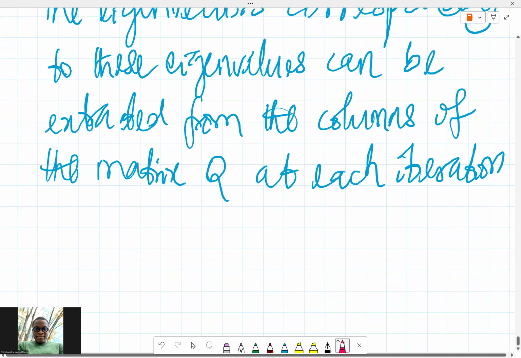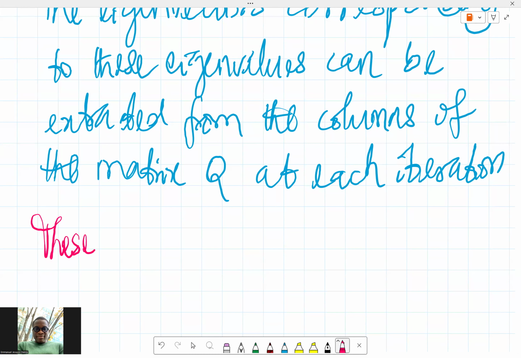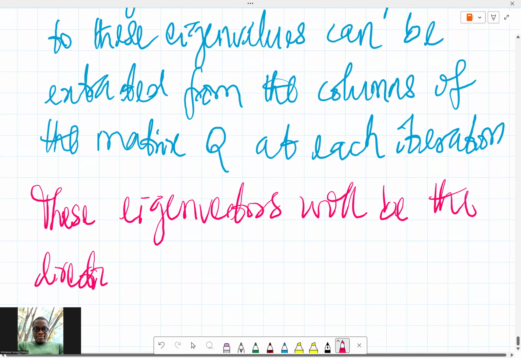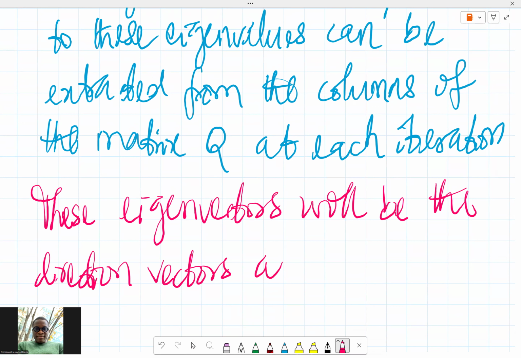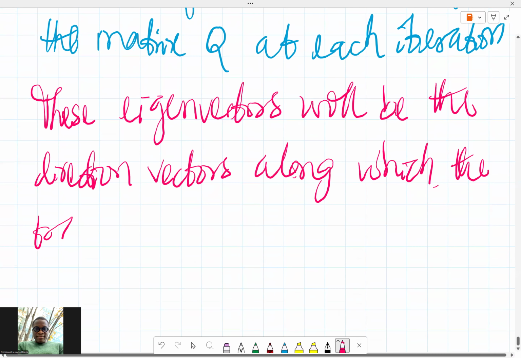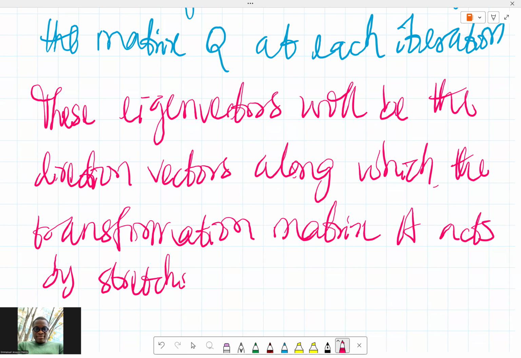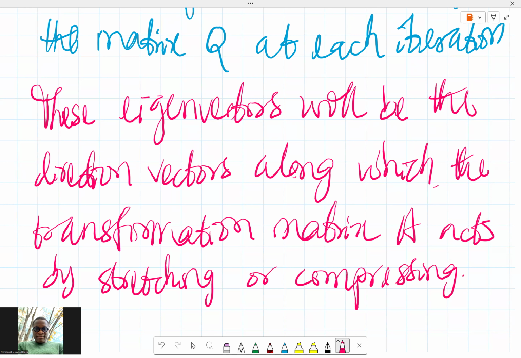So these eigenvectors will be the direction vectors along which the transformation matrix A acts by stretching or compressing. Okay.